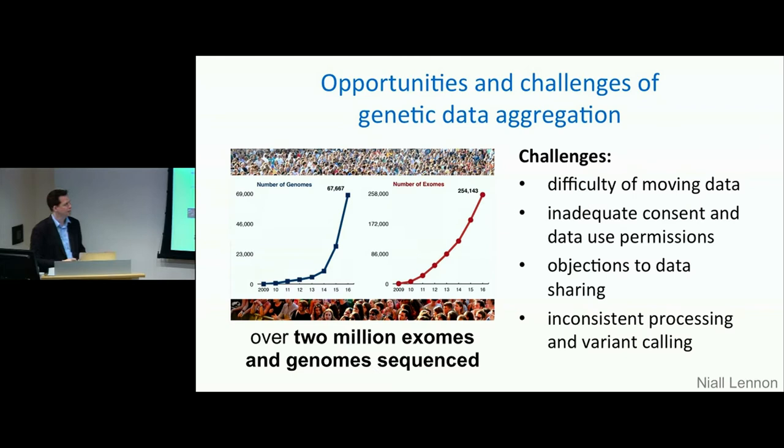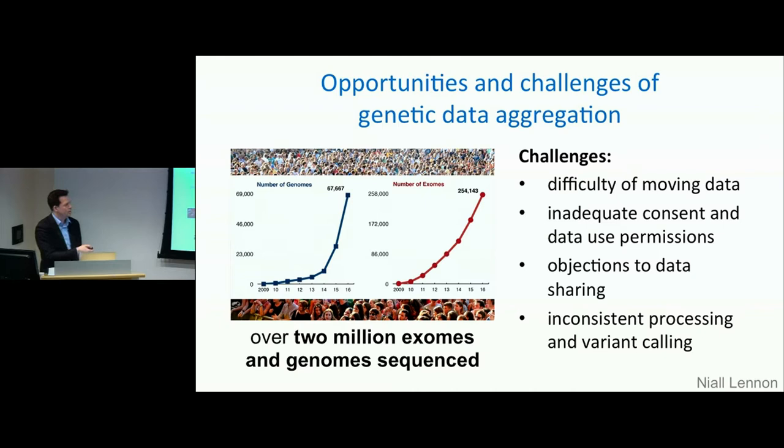But there's a much more challenging problem, which is the fact that the samples that have been sequenced as part of these projects were collected over many decades, and as a result, the consent and data use permissions that are available for these individuals is extremely variable and was often collected at a time when things like broad genomic data sharing had not yet been imagined. So that makes many large-scale projects challenging.